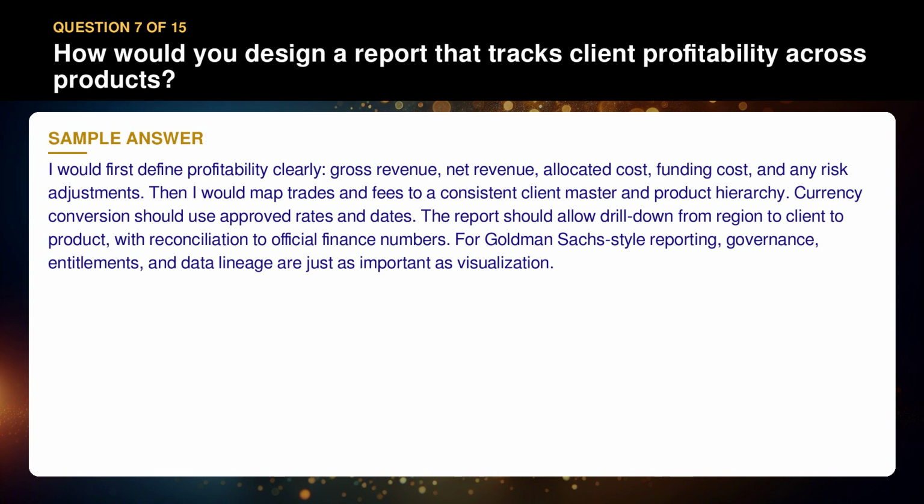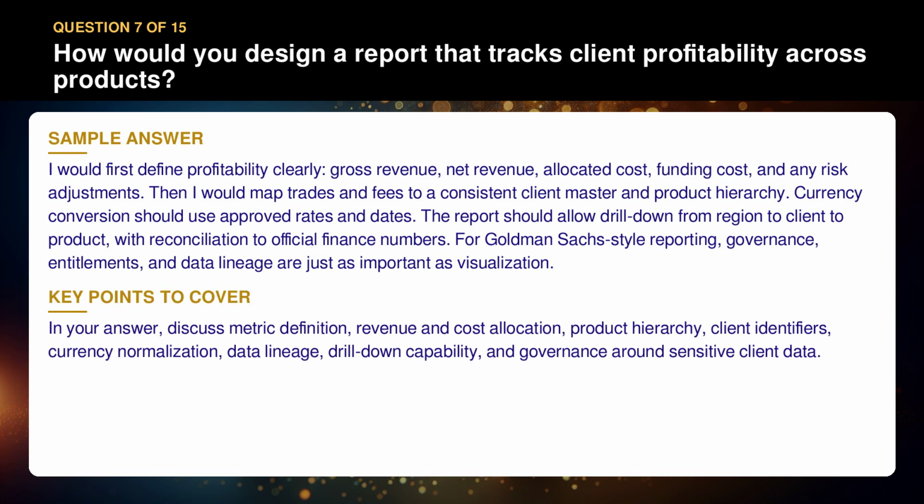For Goldman Sachs style reporting, governance, entitlements, and data lineage are just as important as visualization. In your answer, discuss metric definition, revenue and cost allocation, product hierarchy, client identifiers, currency normalization, data lineage, drill down capability, and governance around sensitive client data.